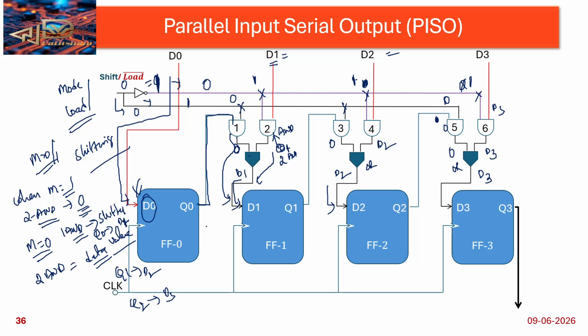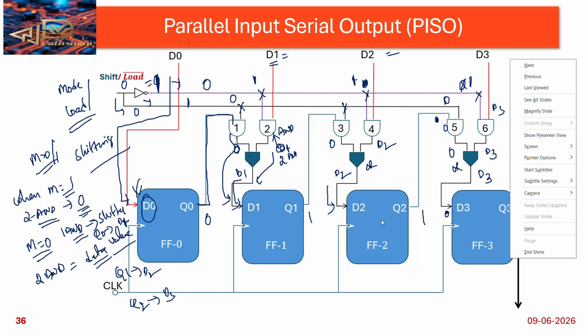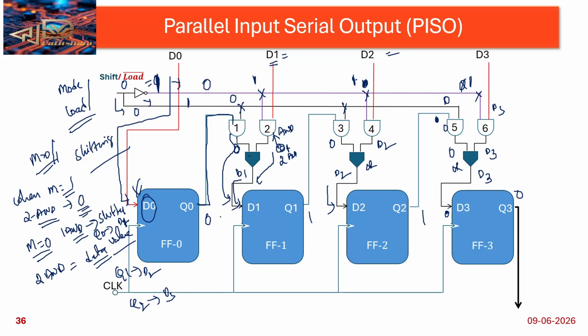Okay, so then first data I am loading here 0 1 1 0. Okay, so then the values will be coming like this. 0 1 1 0, the data is loaded initially. After that, from the next clock cycles, mode equal to 1 I am giving. From that condition, it is shifting the data. Okay, this 0 is shifted to D1, and then this 1 is shifted to D2, and this one is shifted to D3. That means Q3 is 1, Q2 is 1, Q1 is 0, Q0 is 0.